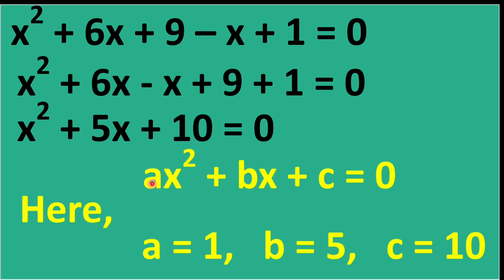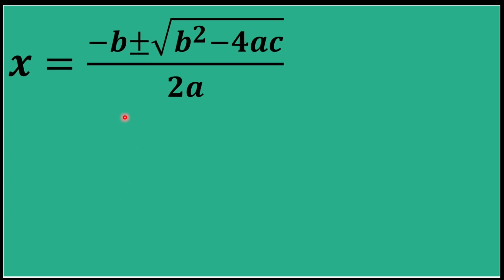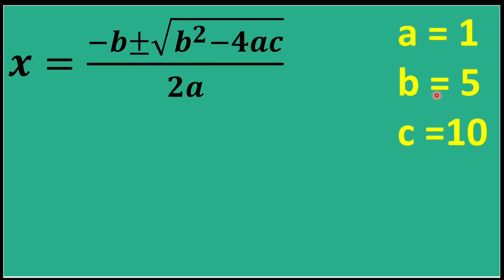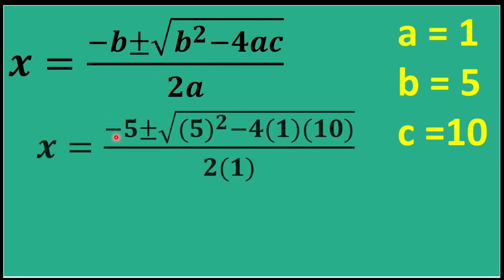So now we will apply the quadratic formula. This is the quadratic formula, which is equal to minus b plus minus under root b square minus 4ac divided by 2a. So as I told you guys, a equal to 1, b equal to 5, and c equal to 10. So now we will put these values in this quadratic formula. So let's put these values.